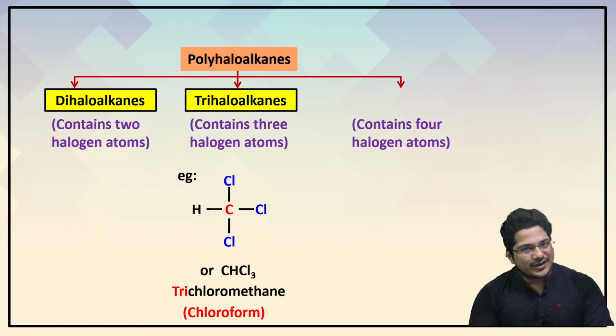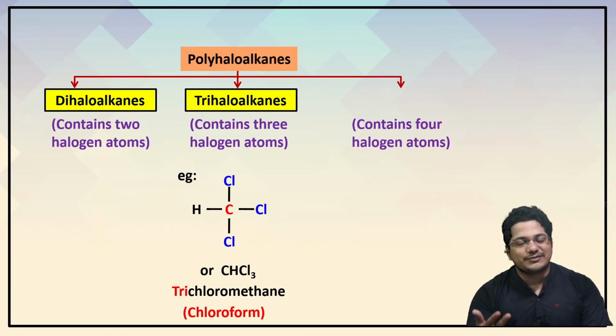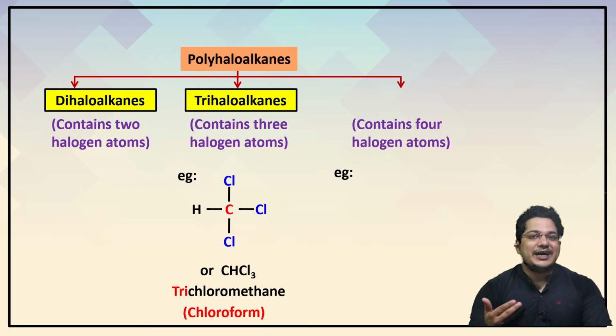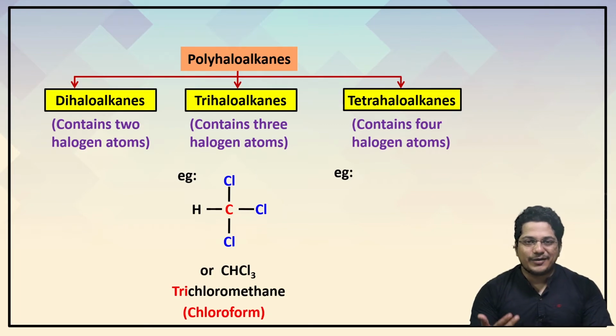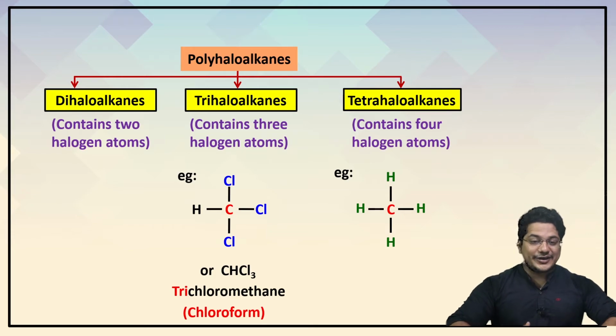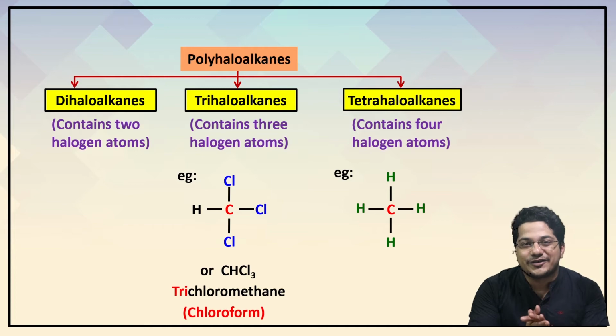Next one, the compound contains 4 halogen atoms, and whenever you have 4 halogen atoms, the compound would be referred as a tetrahaloalkane. Let's look at the example for this. Over here again we are having a carbon atom connected to 4 hydrogen atoms, और इस बार हम लोग ने चारों के चारों हाइड्रोजन रिप्लेस कर दिए.